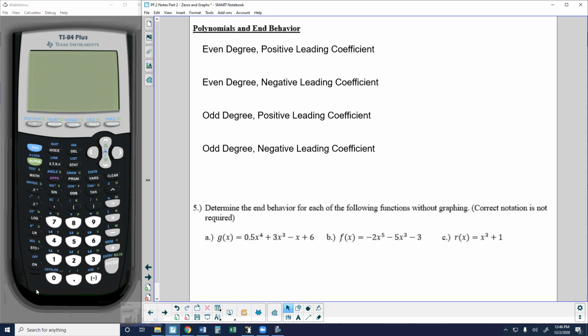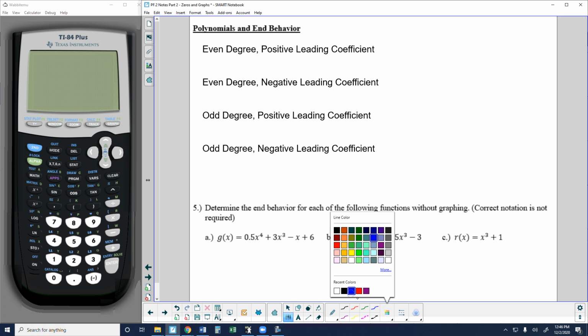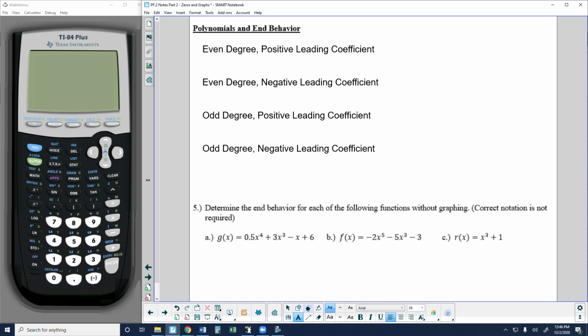So here are our possible options. We could have a function with an even degree, a positive leading coefficient, or negative leading coefficient. Odd degree with a positive leading coefficient, or negative leading coefficient. So the end behavior, I wrote it formally for you, and I will write it formally for you again. As x goes to positive infinity and as x goes to negative infinity, what happens to the left and what happens to the right? Is it going up or down?